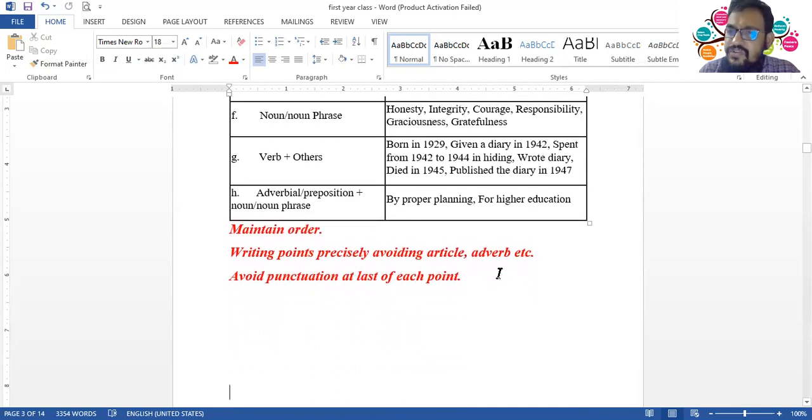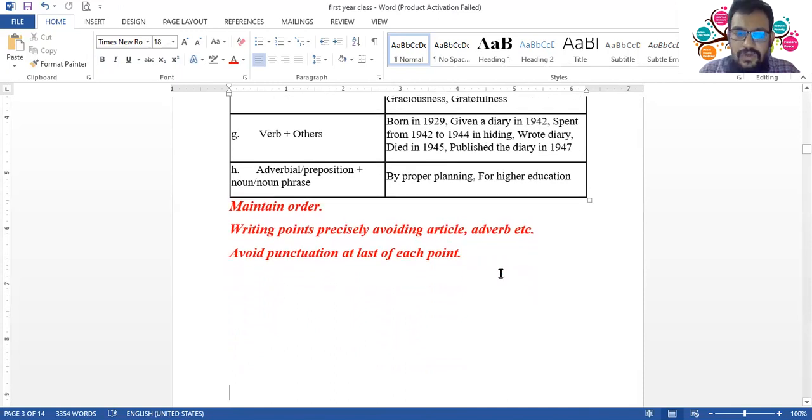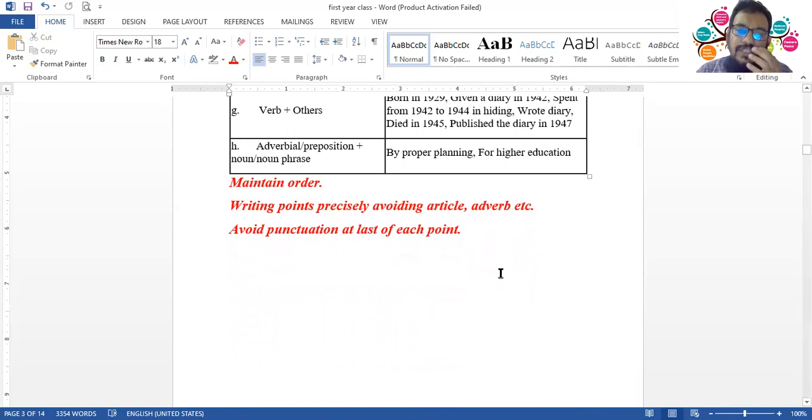Okay, we'll try to avoid articles, and avoid punctuation at the end of each point. As these are not complete sentences, we should not use punctuation. We have to say "I eat rice." We must use punctuation to make it a complete sentence. But "eating rice" or "to eat rice," we don't need to give punctuation there. Okay, these are the rules.